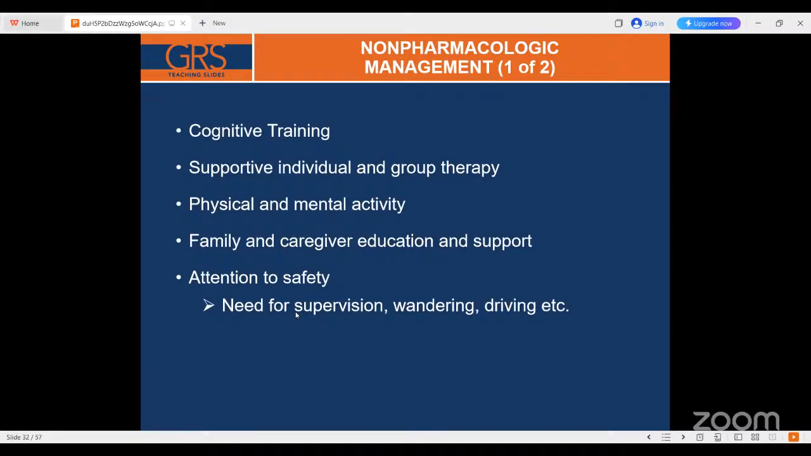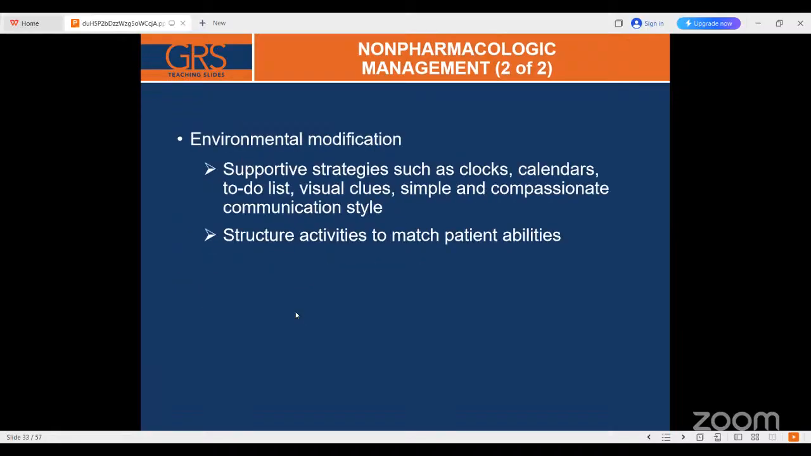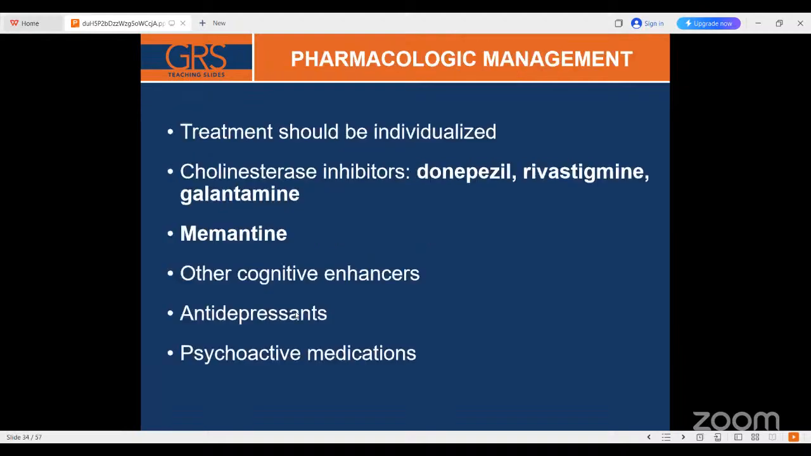So we start management with non-pharmacological treatment. We have cognitive training, support individual and group therapy, physical and mental activity, family and caregiver education and support, attention to safety, need for supervision, wandering and driving, and environmental modification and supporting strategies. We use clocks, alarms, and to-do lists to improve the patient's memory and structure activity to match the patient's ability.